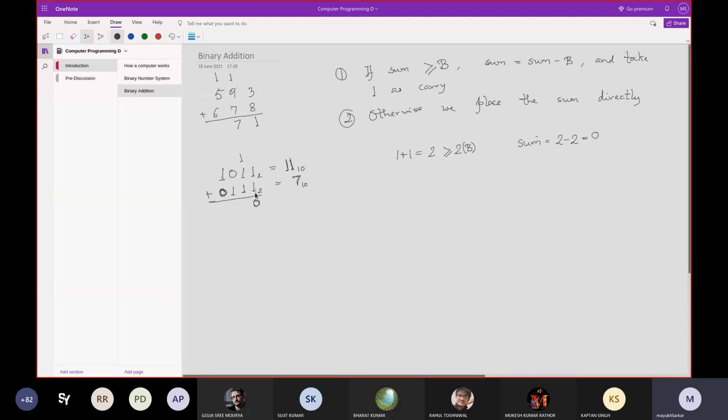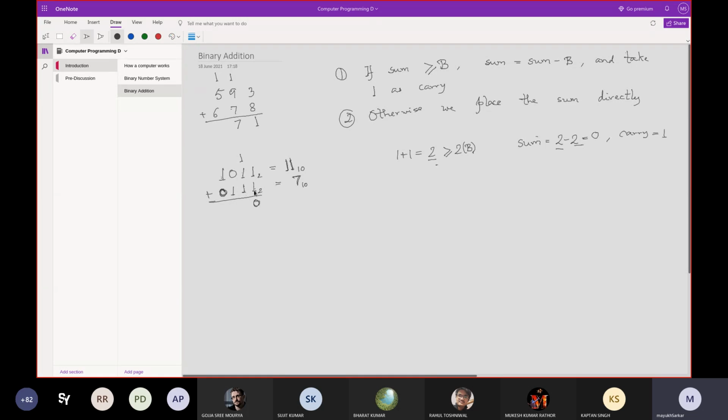Is it clear what I did here? We will add the 2 bits. If the sum is greater than or equal to the base, which is 2 in this case, we will put the sum as sum minus base. That means 2 minus 2, because base is 2 here, sum is also 2 here. So sum will become 0 and you will have a carry of 1. Is it clear? Just think it a bit, you will be able to understand.